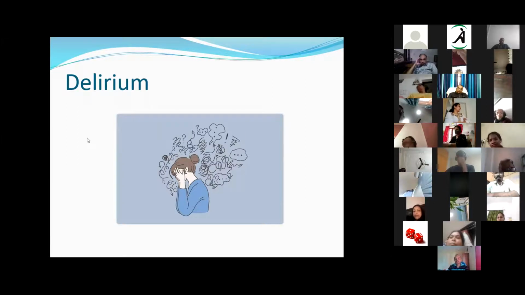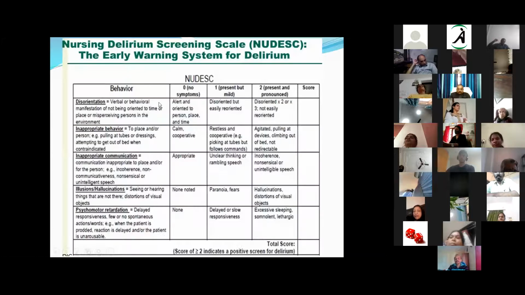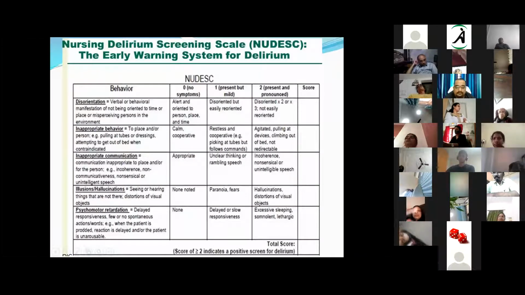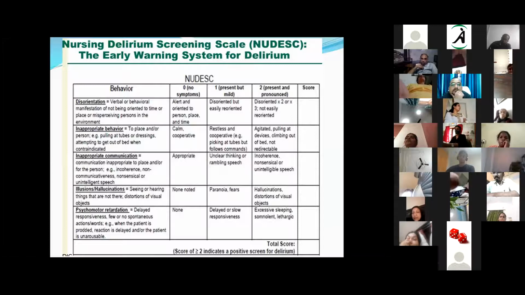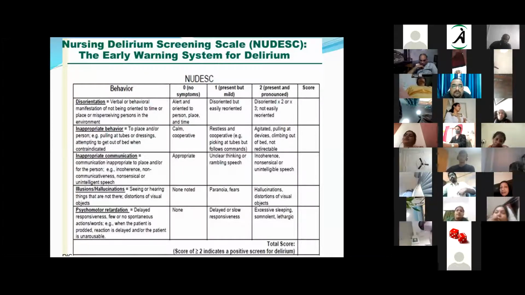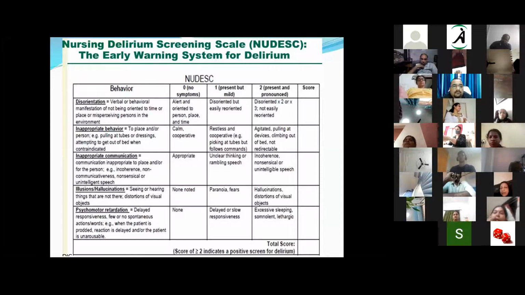So delirium is actually a fluctuation in the level of consciousness, and it can present with agitation, and it can also present like withdrawn behavior. There is a score known as the Nursing Delirium Screening Scale, Nu-DESC, and you can actually have it in your phone or in your OPD, and always try to assess for delirium in your setting.